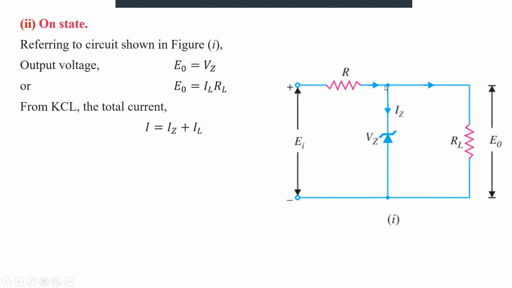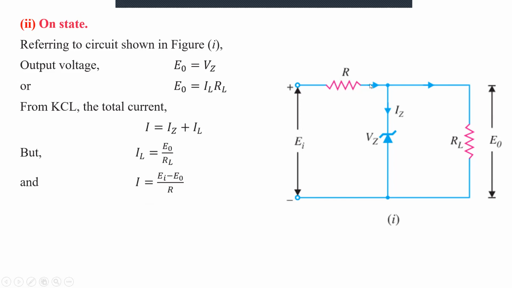Now, if you apply KCL at this node, the total current I will divide into two parts, IZ and IL, that is, the current through the Zener diode plus the current through the load. So I is equal to IZ plus IL. What is the current through the load? That is given by Ohm's law, the output voltage E naught divided by the load resistance RL. And E naught here is the Zener voltage VZ.